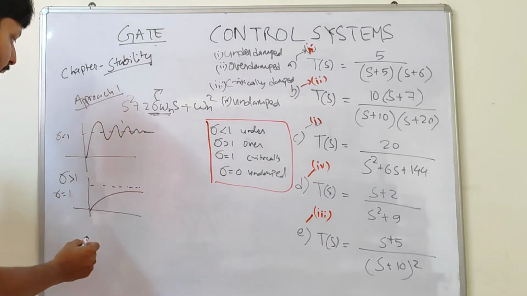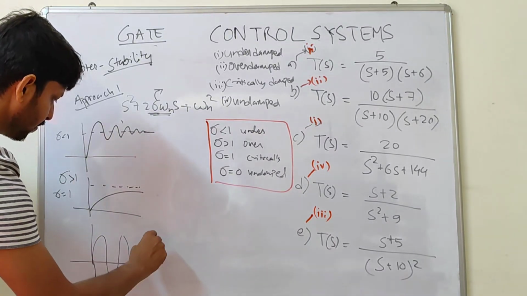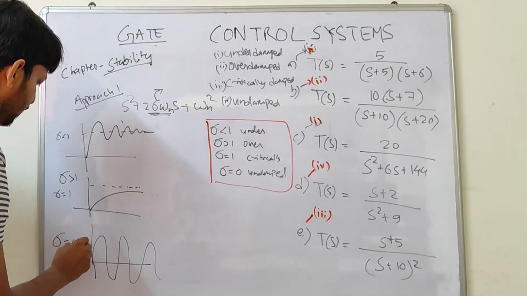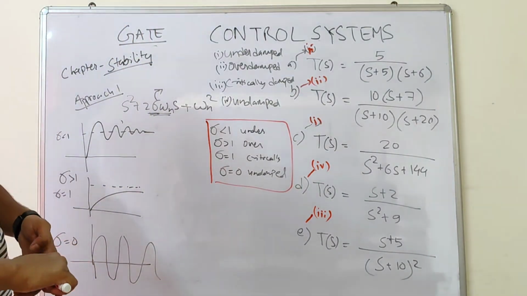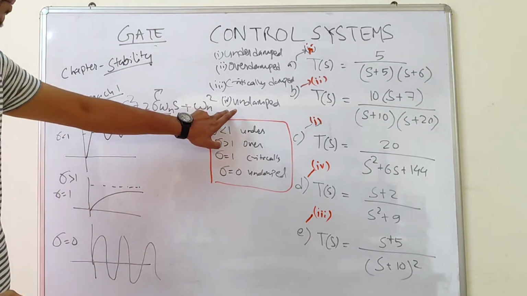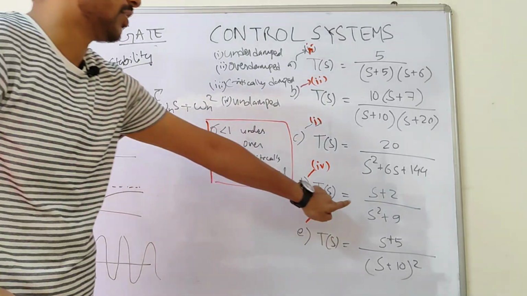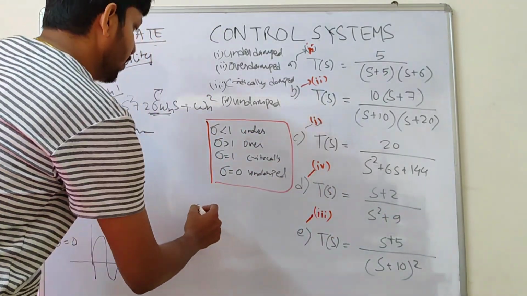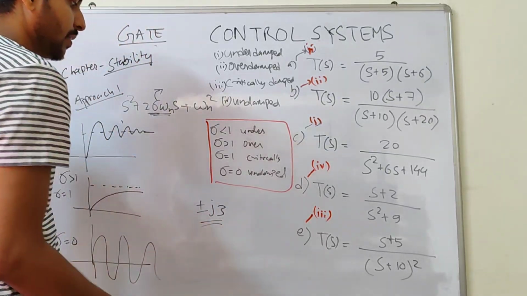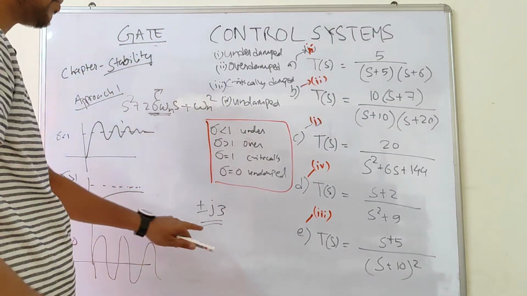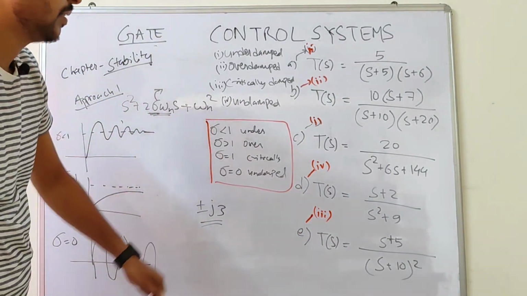What happens when it's undamped? When it's undamped, it means that it's a sinusoidal wave. This is for sigma equal to 0. And now if you see, this is what will happen here. So which one is undamped? For this one, right? So if you find the roots of this, what are the roots? The roots will be plus minus j3, which will tell you that it's a sinusoidal wave.